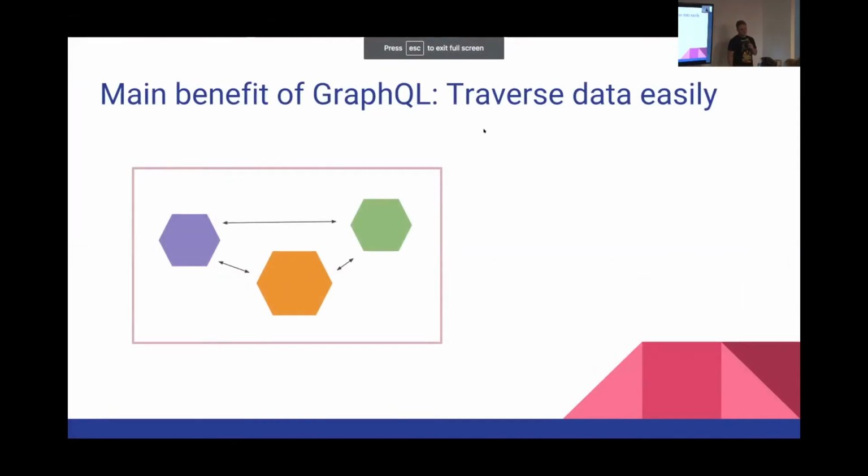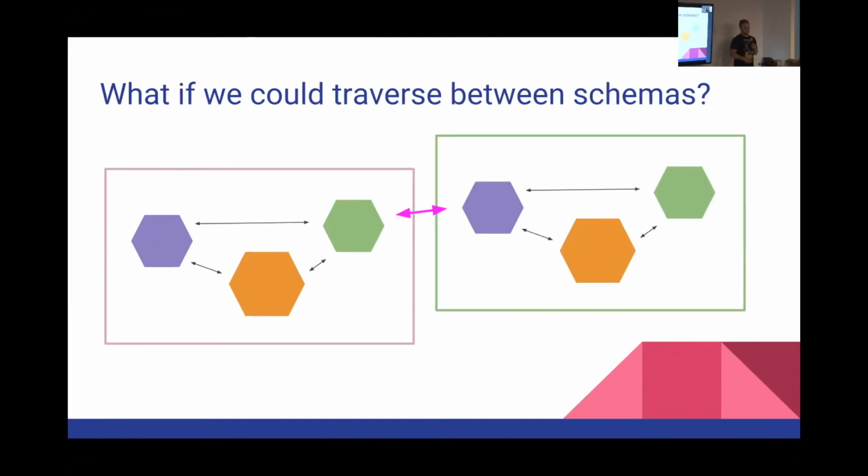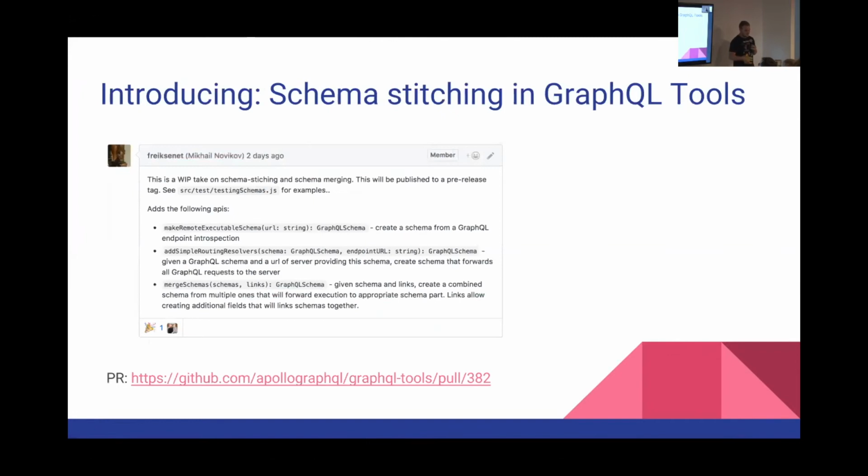So because in GraphQL it's super easy to traverse data inside your schema, what if you could traverse data between multiple GraphQL schemas? So maybe I should just get over it, stop having the buildup, and get to what I'm trying to say. What I really wanted to introduce is a new feature in GraphQL Tools.